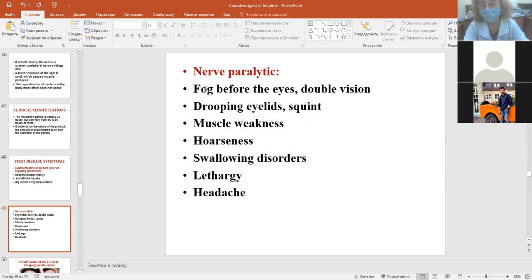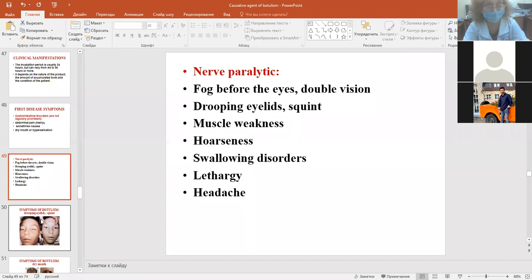Nerve paralytic symptoms. At first, the patient is not able to see well: fog before the eyes, double vision, drooping eyelids, squint. Then muscle weakness, then hoarseness, then swallowing disorders. The patient is not able to swallow food, not able to hear well. Then the voice is changed, then lethargy and headache. So these are symptoms of damage to the nervous system.